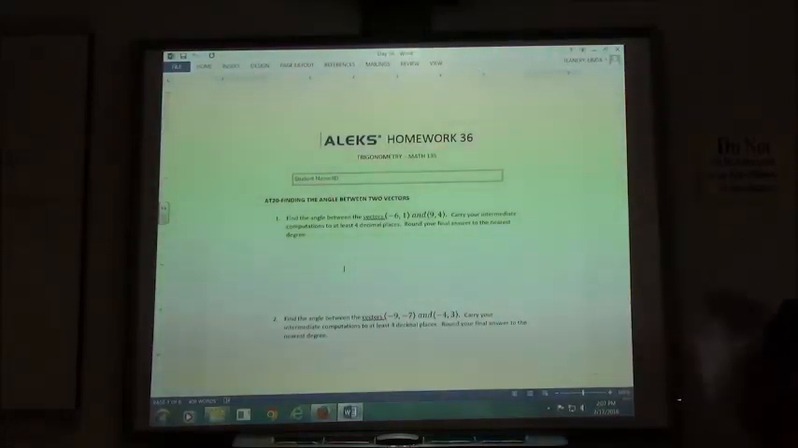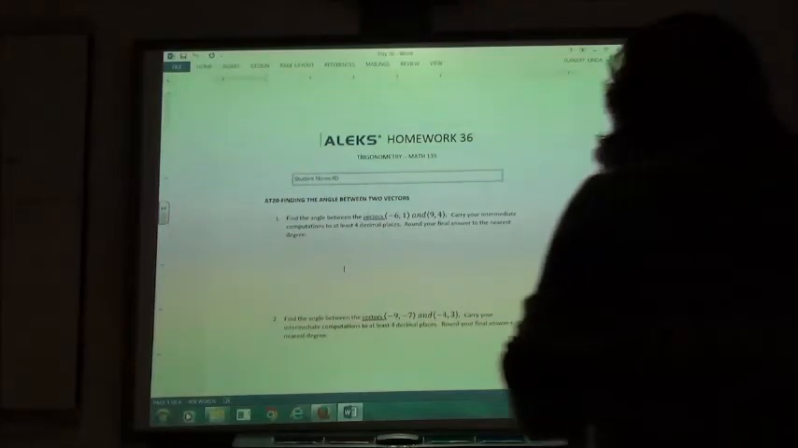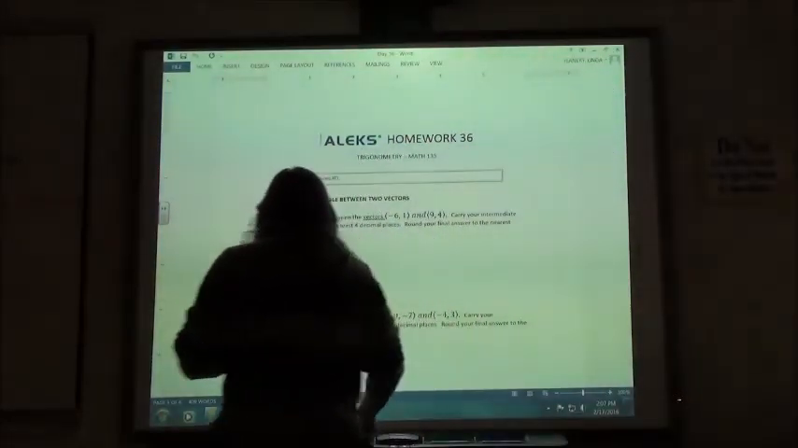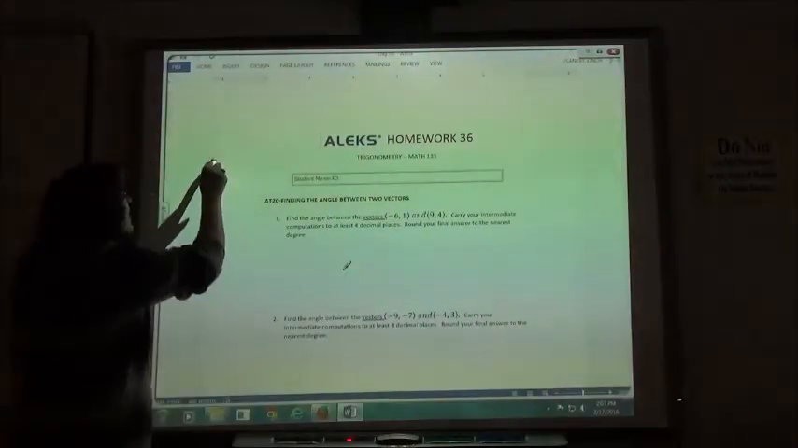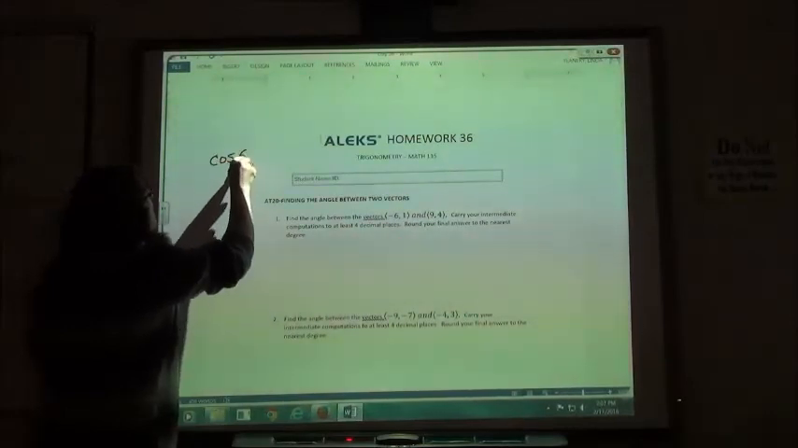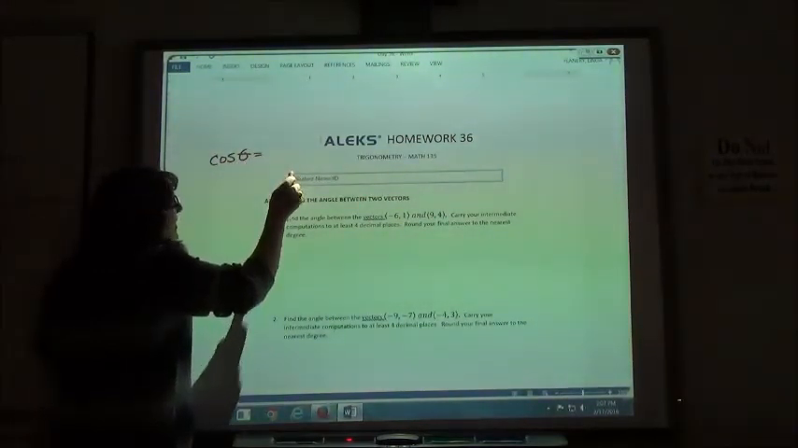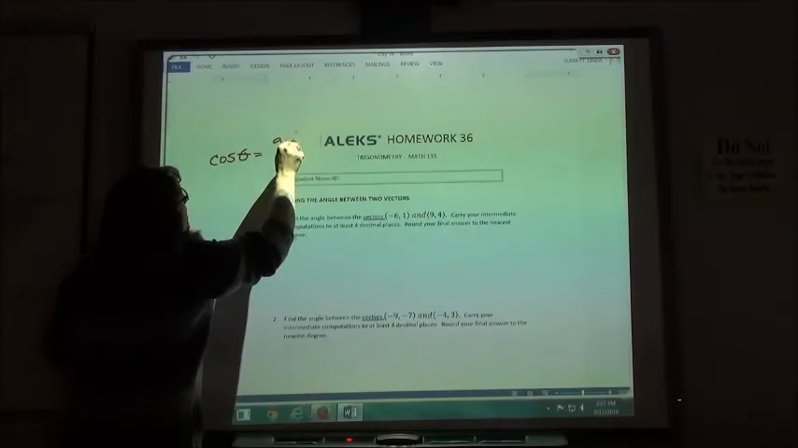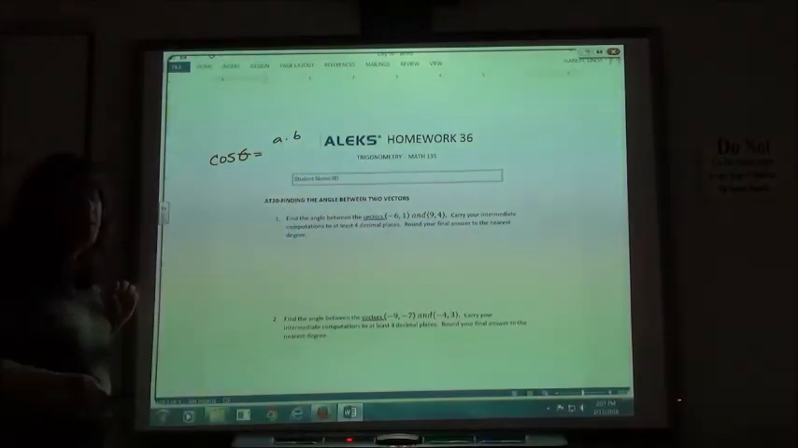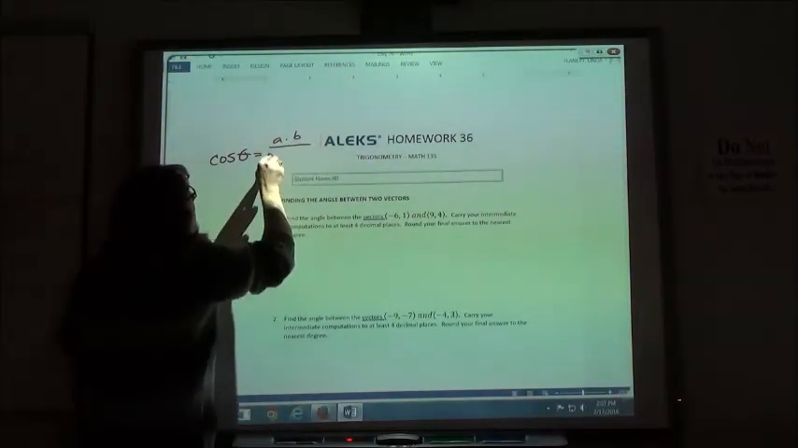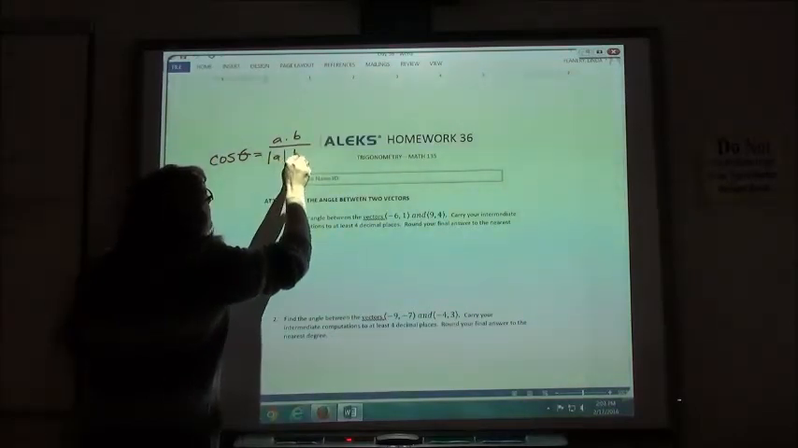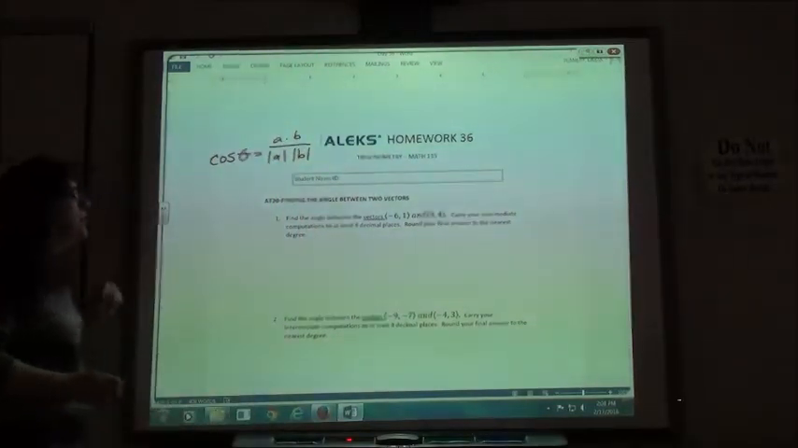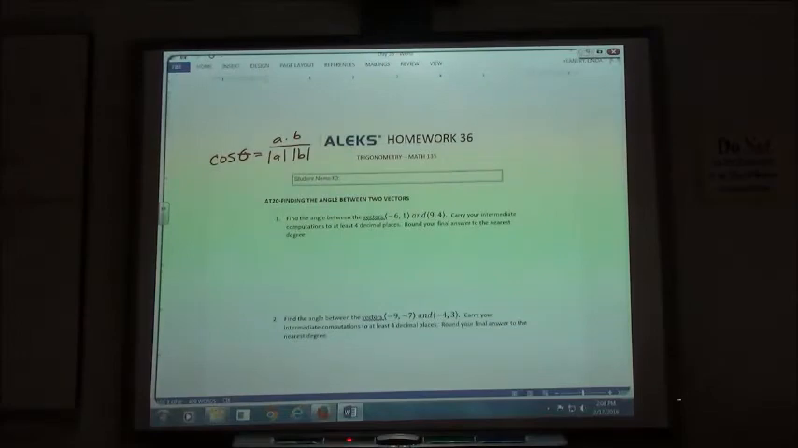Homework 36 starts off with finding the angle between the two vectors. So we're going to have a formula for this, and it's going to tell us that the cosine of theta is equal to the dot product of A and B. We just did the dot product on the other page, over the magnitude of A times the magnitude of B. And again, we've done that on the previous page. So that's our formula that we're going to use.